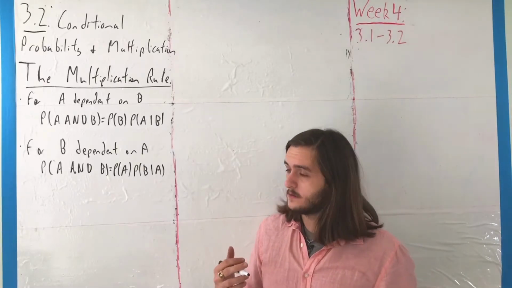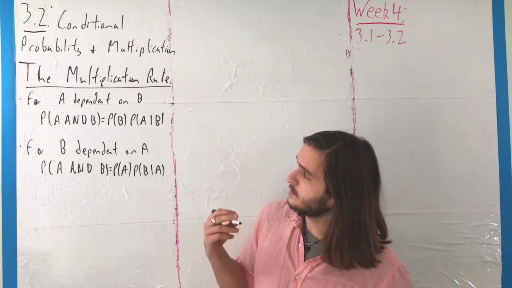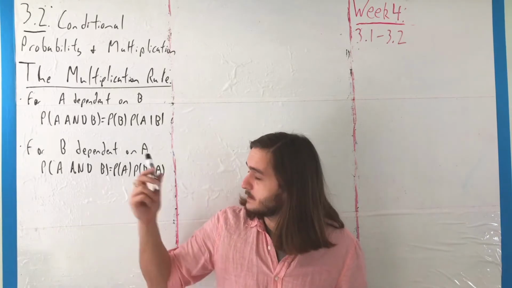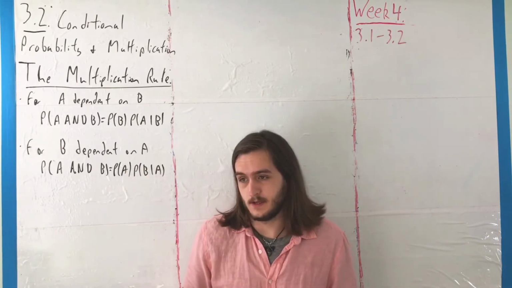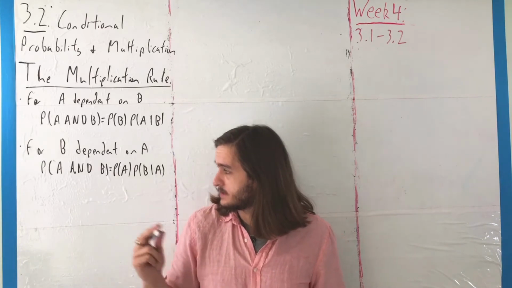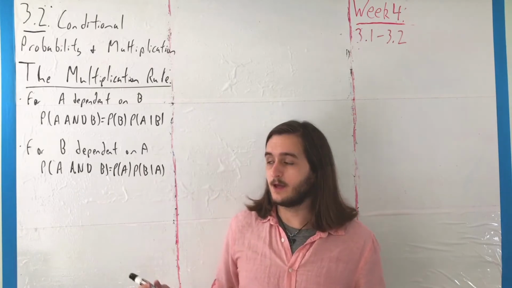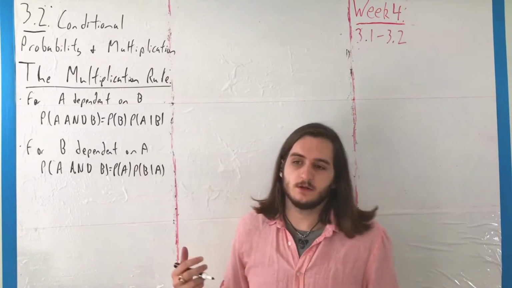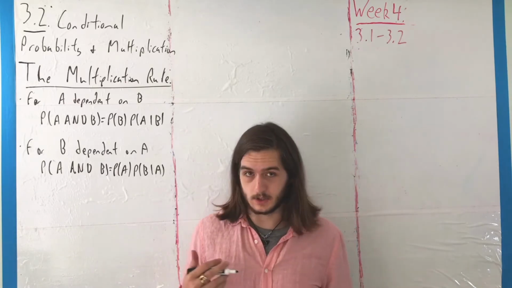So on the other hand, for dependent events A and B, if A depends on B, then the probability of A and B is the probability of B times the probability of A given B. Meanwhile, if B depends on A, the probability of A and B is the probability of A times the probability of B given A. If you want to just stick to one, you could rearrange what A and B are, but either of these are essentially what we're looking at.